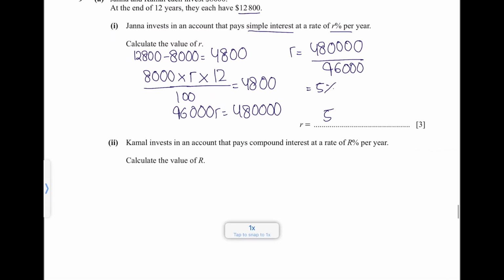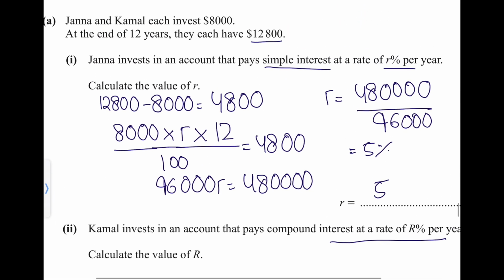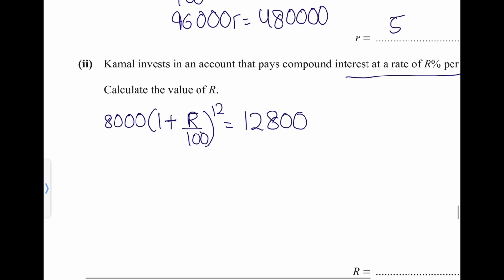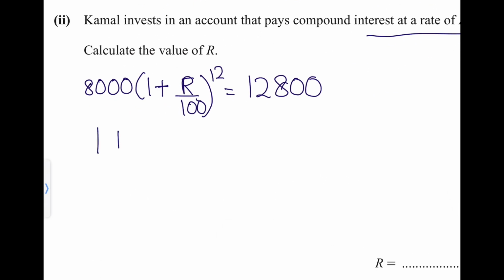Next part says that Kamal invests in an account that pays compound interest at R%. Calculate the value of R. So for Kamal, he has invested in an account with compound interest. 8,000 is the initial investment. 8,000 times (1 plus R over 100) raised to 12 is equal to 12,800. Just verifying that value again, 12,800. Alright, so then 1 plus R over 100.